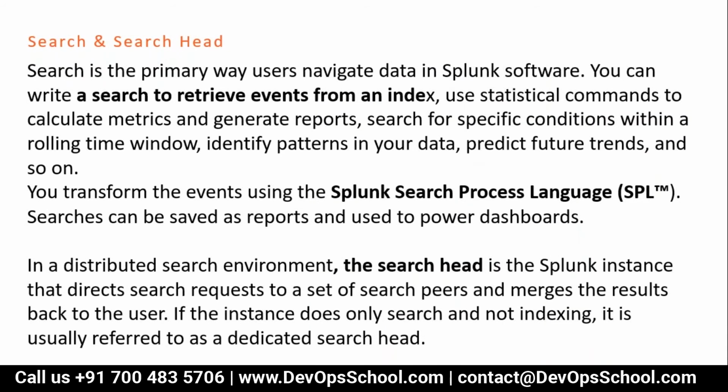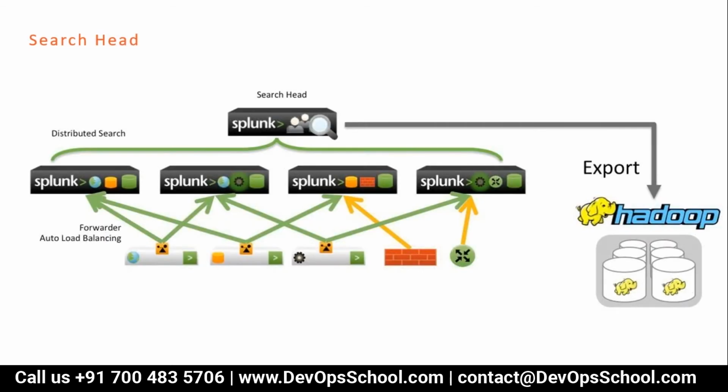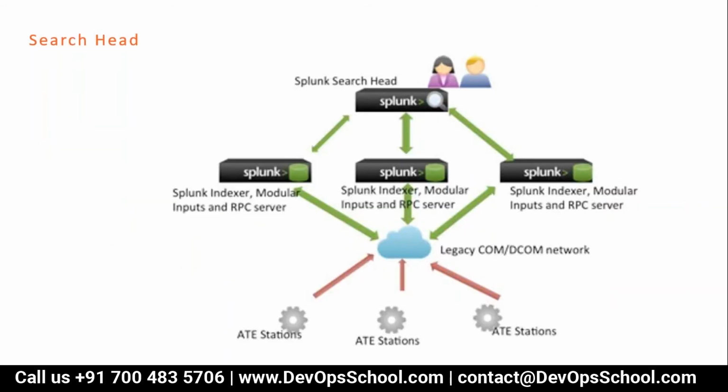Okay, search and search head. You know that search is the primary way users navigate data in Splunk software. So you can write a search to retrieve events from an index. You can write it in a SQL-like language, which I'm going to teach you. The search head is the one app on which we are going to apply that. So here you see the search head searches on the Splunk indexer, and then the same image with different graphics. Again, this is a different graphic you see here: search head, Splunk indexer, and then forwarder.